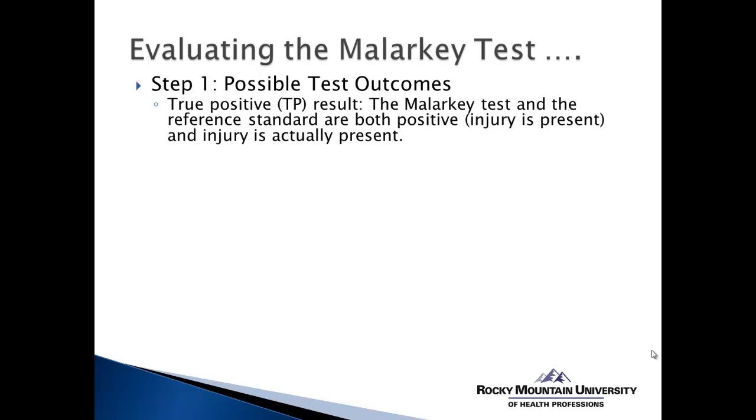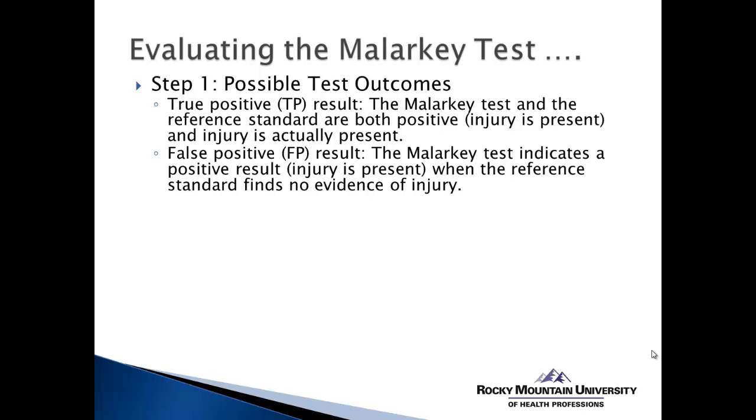And so the first is what's referred to as the true positive result. And this is where the Malarkey test, when we perform it on a patient, tells us that there is a hip injury present. In other words, it's a positive test. And then when we do the surgery or the gold standard on that same individual, the surgery tells us that yes, there is injury present. So the Malarkey test and the gold standard would agree. And this is known as a true positive result, in which the two tests are agreeing that there is injury.